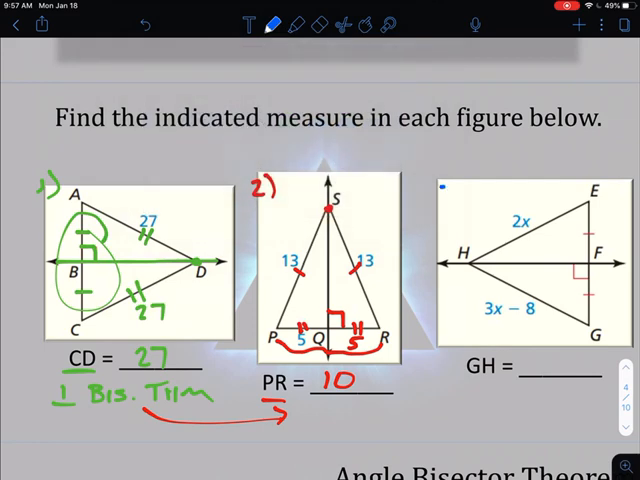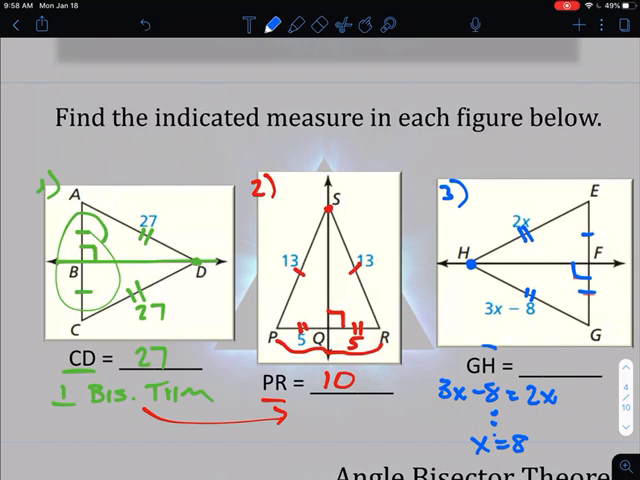In the third example on the right, so number 3 here, we see that we have a perpendicular bisector, so they're telling us those two pieces of information. What that tells us then is that point H is the same distance from E as it is from G. So anything on that perpendicular bisector is going to be the same distance away from the endpoints. So that means I can take the 3x minus 8 and set it equal to 2x. And then I can go ahead and solve that equation, and you guys can solve this, but you'd get x is equal to 8.